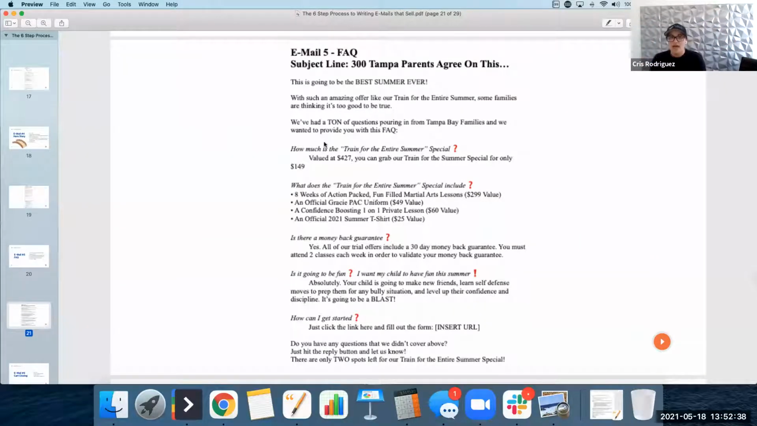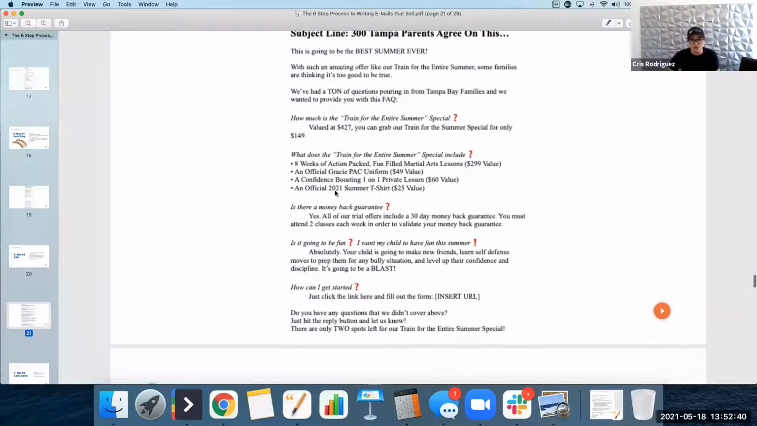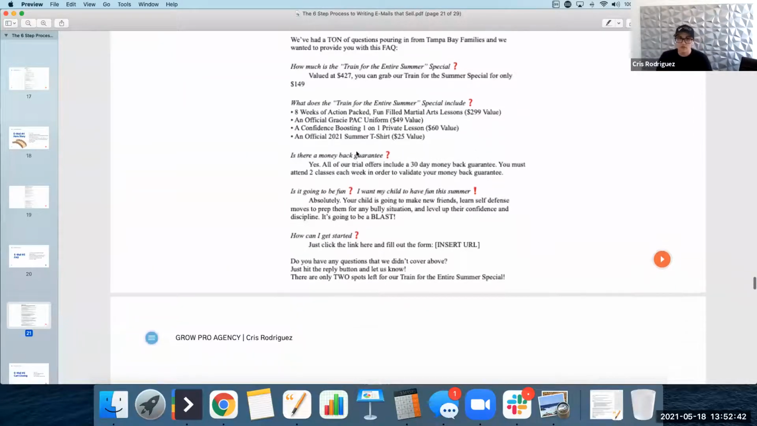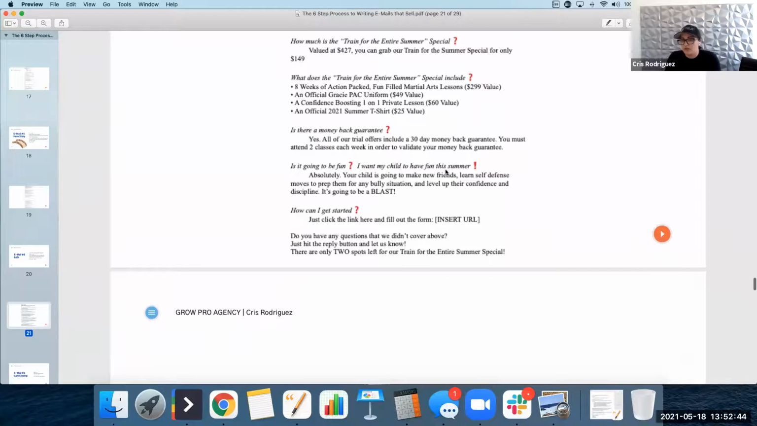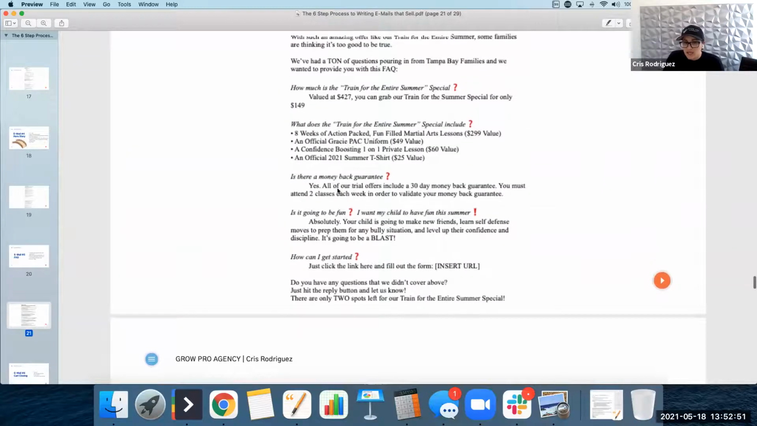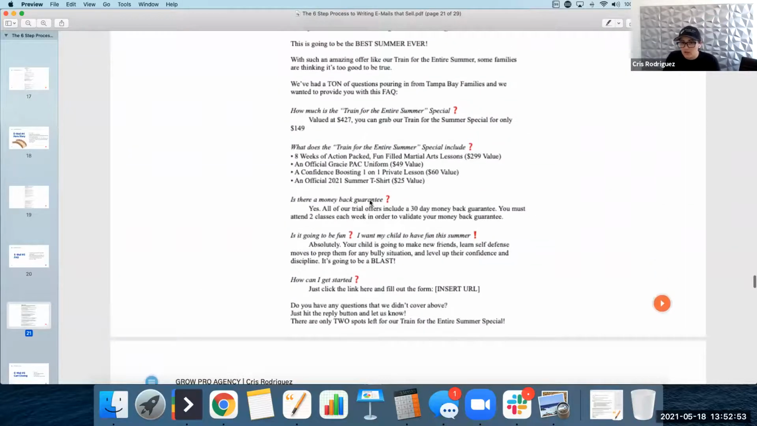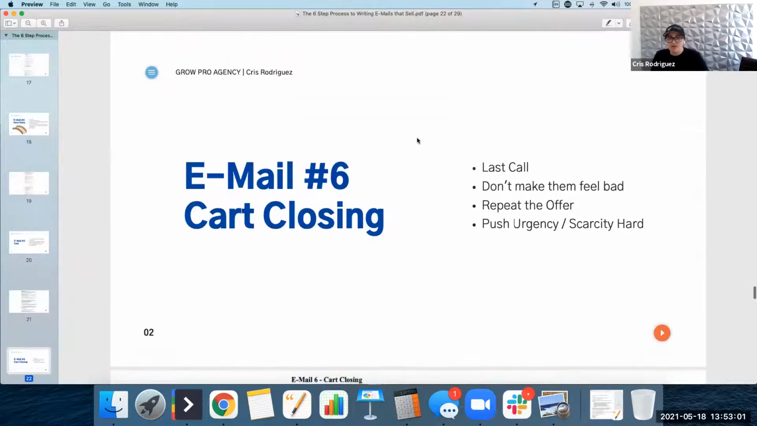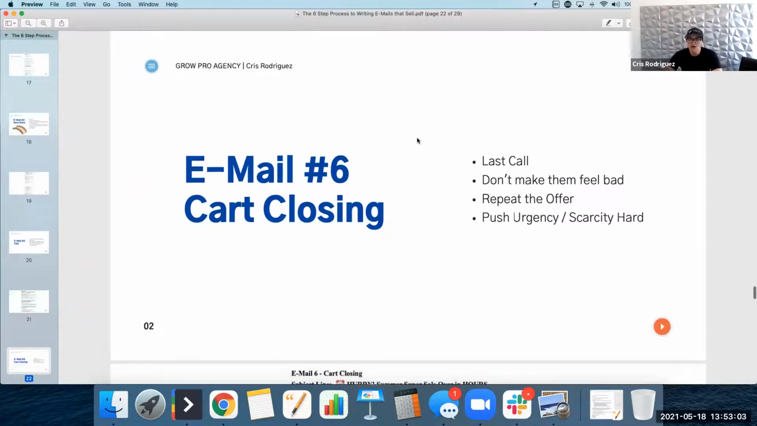Okay, so I'm stating that people have been asking questions, and I'm literally just going to answer those questions in here. How much is the Train for the Entire Summer? What does it include? Is there a money back guarantee? Is it going to be fun? I want my child to have fun this summer. How can I get started? Okay, so does anything look familiar here? It's just the offer broken down in an FAQ format. That's email number 5.